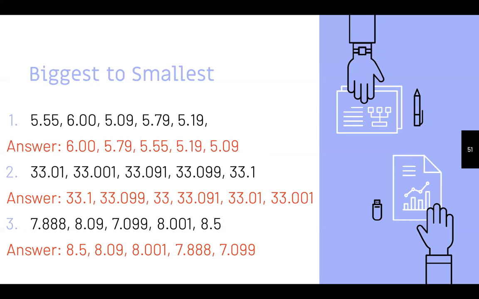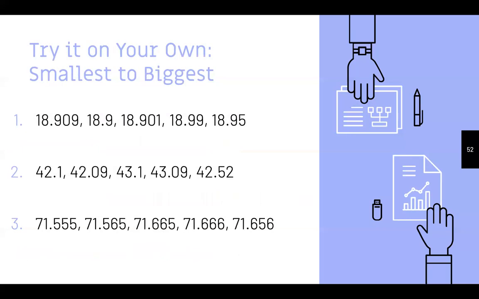Looking at the last one, whole numbers first, 8.5, 8.09, 8.001, right? There's nothing you even have to compare in the 10th, 100th, thousands, because they all had different numbers. And then 7.88 is greater than 7.099 because 8 is greater than 0, right? So try it on your own.